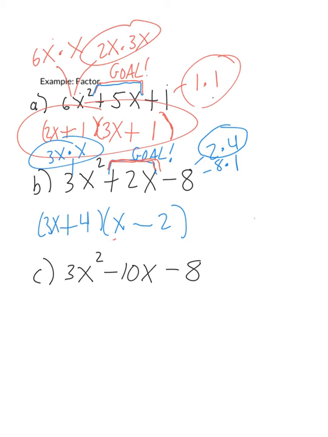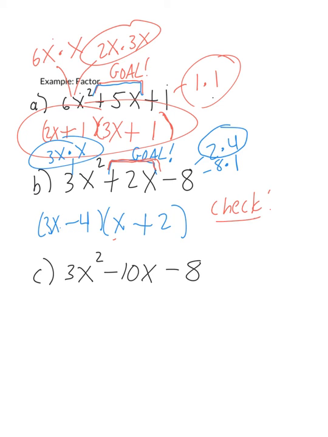I'm going to switch the signs. So I'm going to make this plus a minus, so it's now 3x minus 4. And I'm going to make this minus a plus. So I now have 3x minus 4 times x plus 2. And now let's check again. That should do the trick, but let's go ahead and check just to be safe.